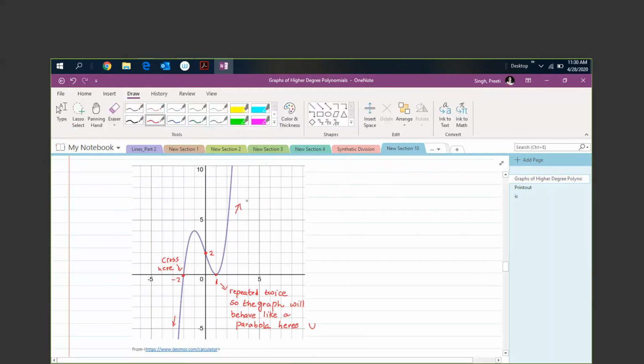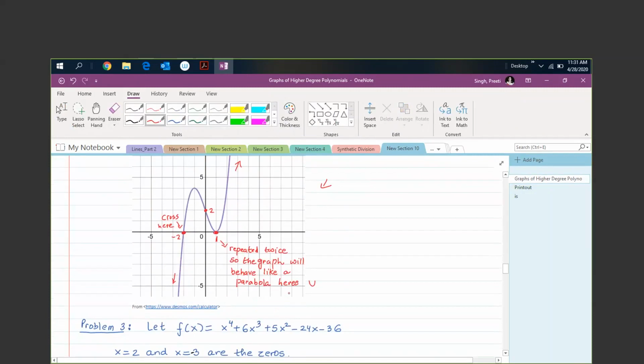So again, it's a cubic polynomial. So at the end, it's going to behave like this. This is my x-intercept, which was given. And this is my x-intercept, which I found is repeated twice. So what's going to happen is, let me draw first.